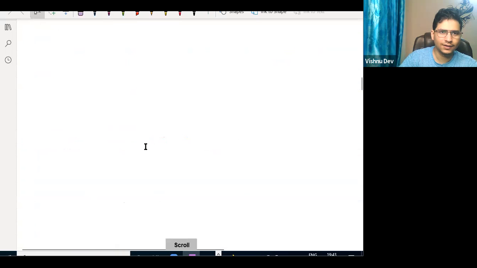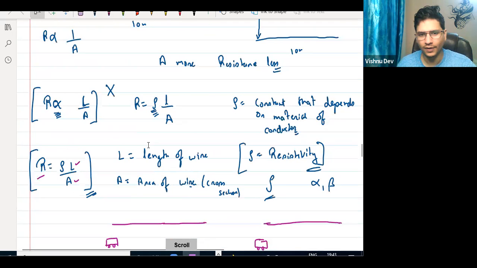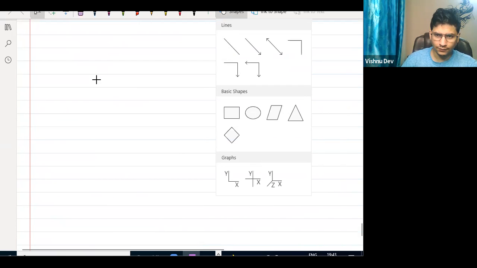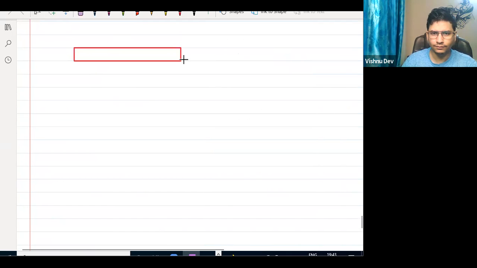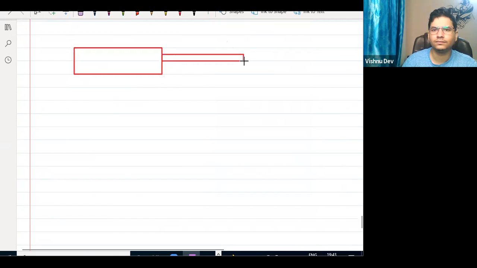I'm giving you an analogy of a pipe, because it is easier to visualize. Suppose I'm having a circuit. Circuit means pipe. So we have many pipes connected with each other, like this. Here I have two different pipes connected with each other.